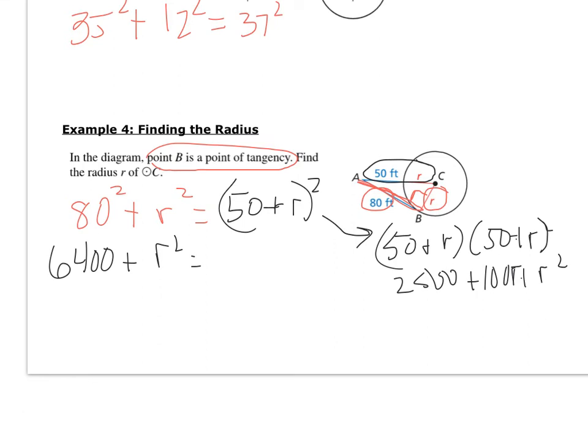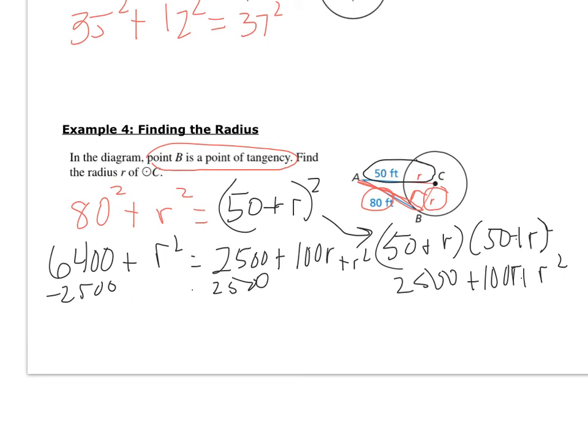And so now, this is what I have over here: 2,500 plus 100R plus R squared. Alright, well, let's start moving stuff around. First thing I know I can move is this 2,500. So I would subtract 2,500 from the 6,400. Okay, and so let's see here, what would we get?